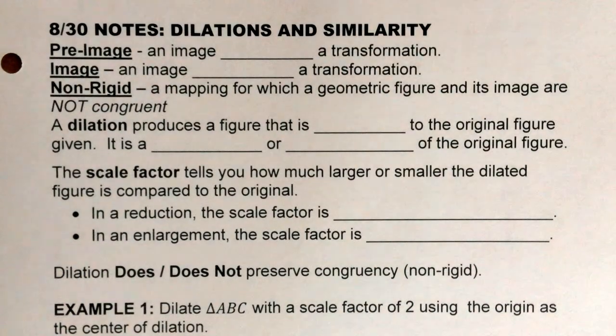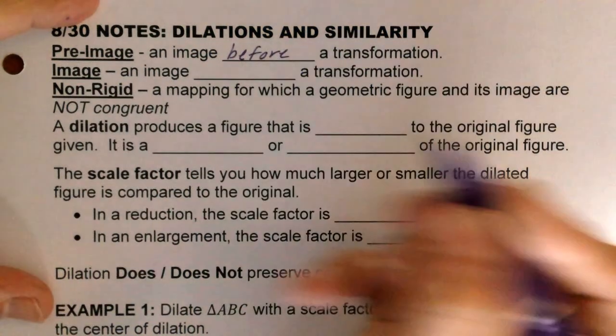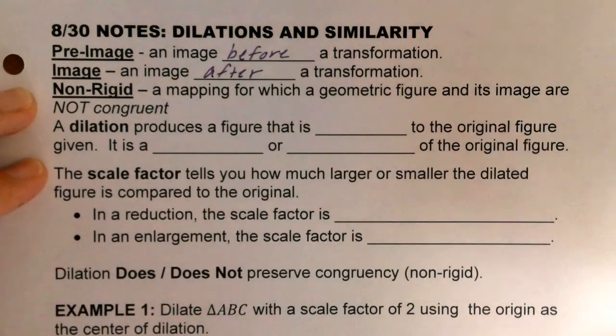All right, as for our dilation and similarity notes, we're going to talk about dilations, our fourth and final transformation. Again, reiterating, just remind ourselves over and over again what pre-image and image are. Your pre-image is the image before your transformation, and your image is after the transformation.